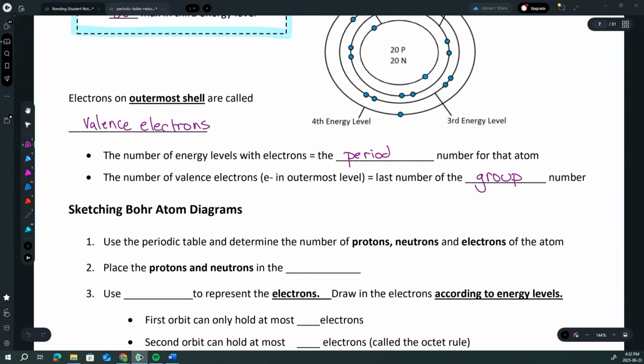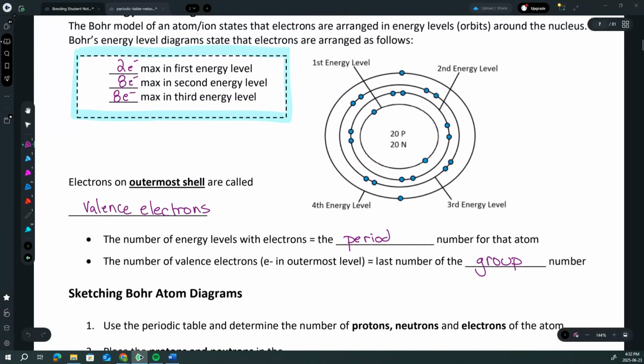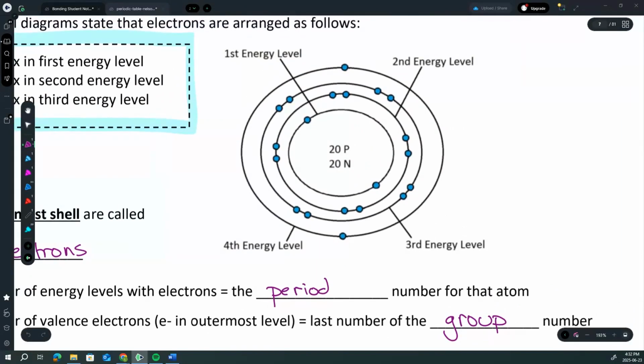So that's just more information on how you can use the periodic table to help you draw these energy level diagrams. And again, an example of one way to draw an energy level diagram is right here. The only thing that's missing is a little circle around the protons and neutrons to mean that's the nucleus.